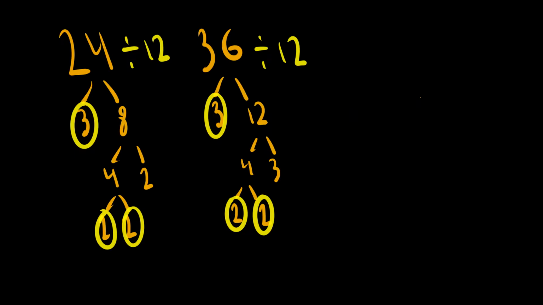So by drawing out our factor tree, not only are we able to find common factors, but we are also able to find the greatest common factor that they both share, which we get by taking the common factors and multiplying them to get the greatest common factor of 12.